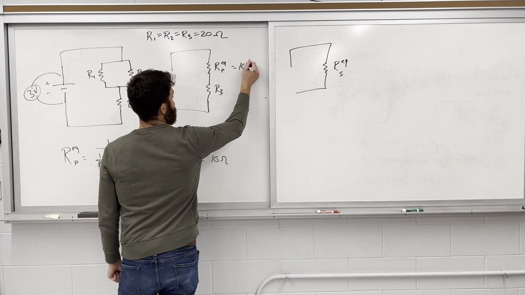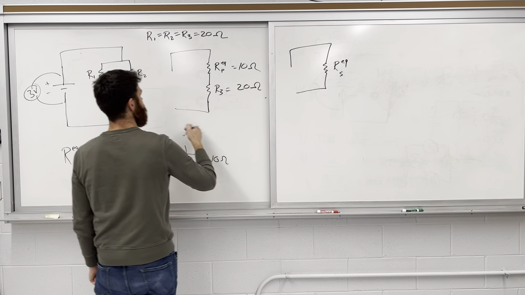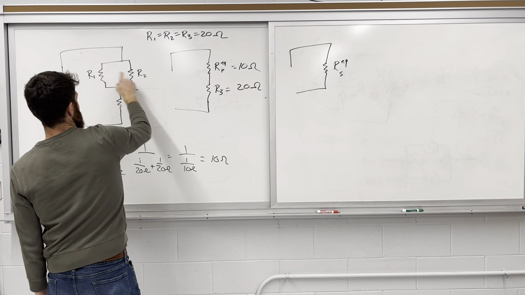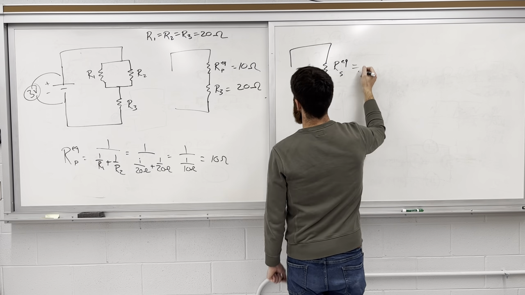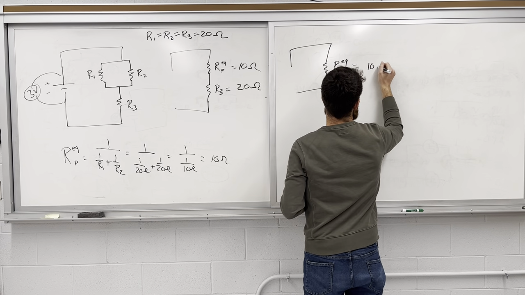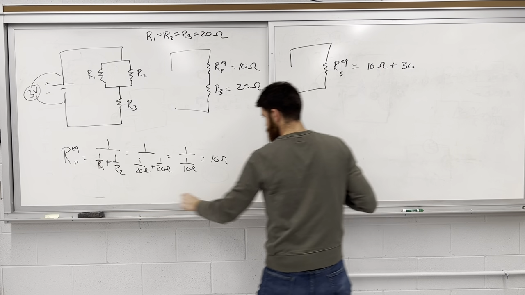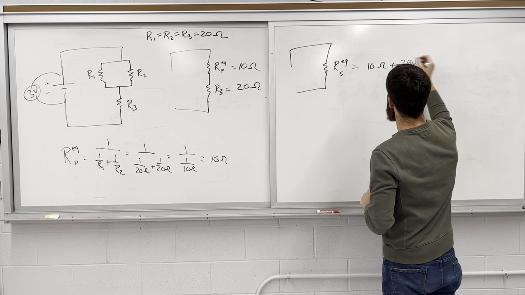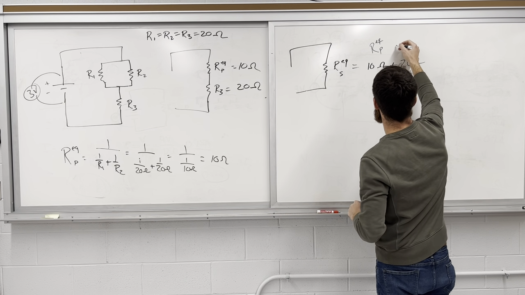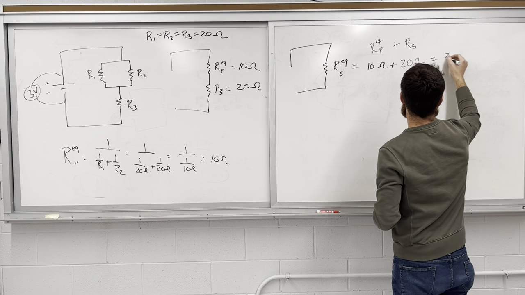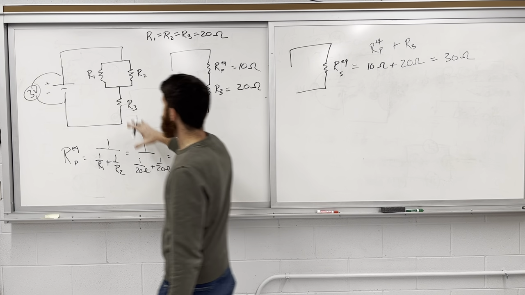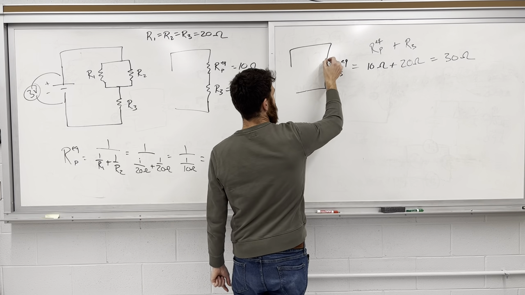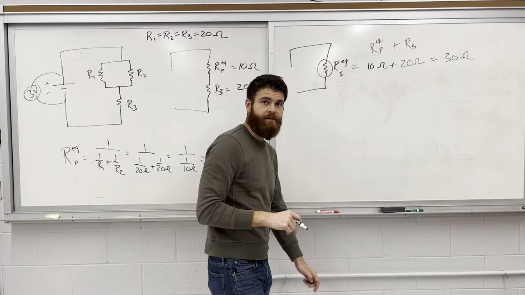So this is 20 ohms, right? So these two resistors have the equivalent resistance of 10 ohms. And R3 has the same as R1 and R2, it's 20 ohms. Now remember, for in series, we just add them together. So it's 10 ohms plus 20 ohms. Just to make sure you're following, this was the equivalent resistance of the two in parallel, plus R3 gives us 30 ohms. So these three resistors, R1, R2 in parallel, and then R3 in series, can be represented by one resistor with an equivalent resistance of 30 ohms.